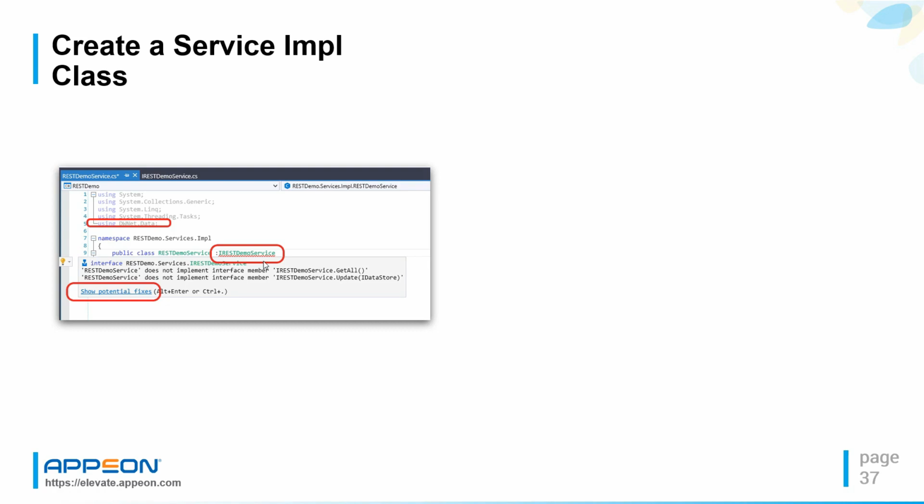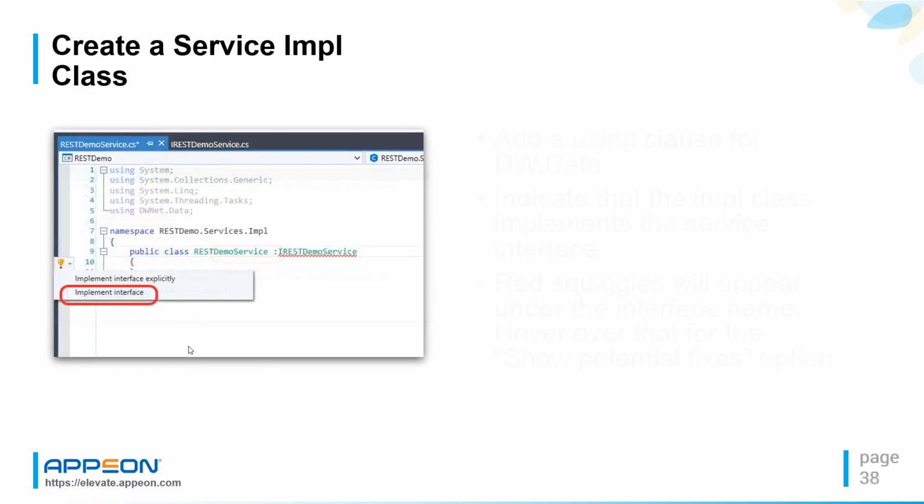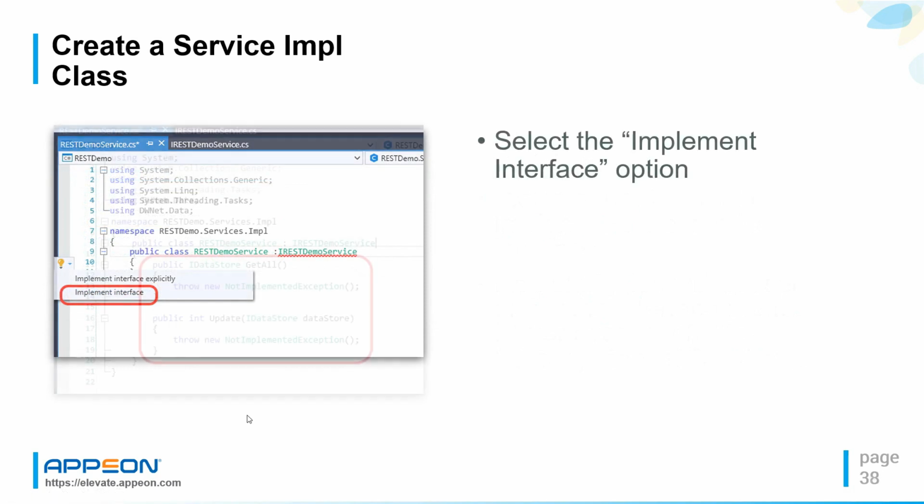And if I hover over that red squiggly line, then this little dialog comes up that gives me that information. It tells me there's this getAll and update method that you need to implement. And there's an option here that says show potential fixes. You click on that, and this pops up, and it gives you a couple options here. We're going to select the implement interface option.